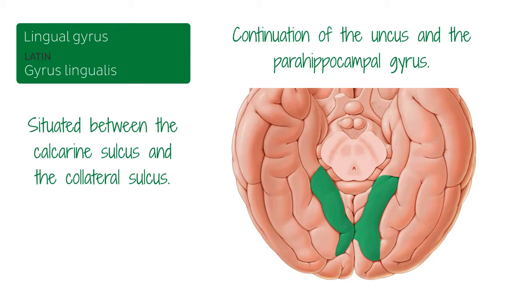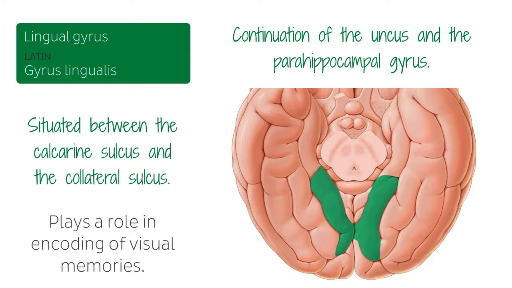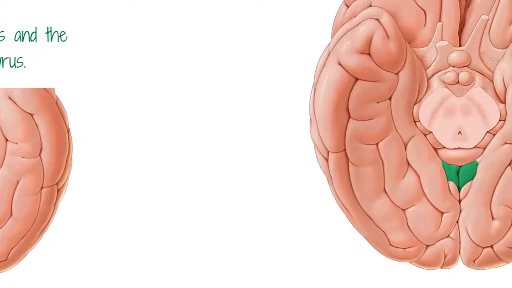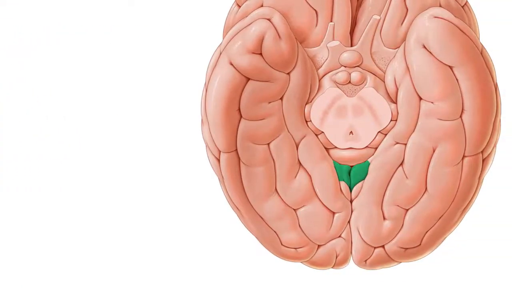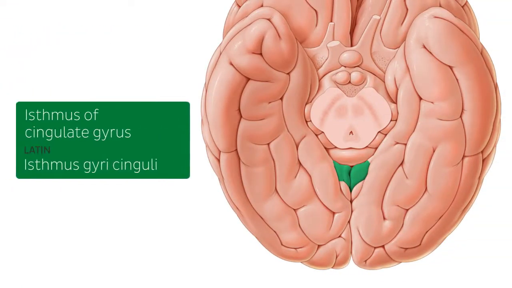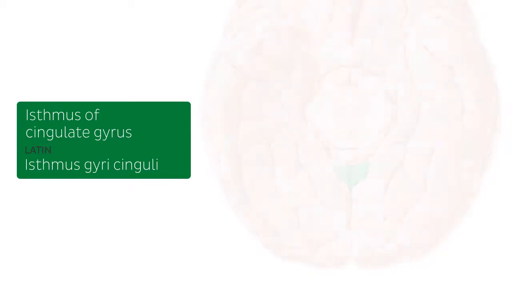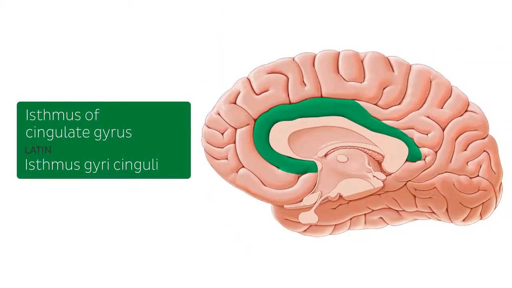Now, this gyrus is thought to play a role in encoding of visual memories. Now, closer to the midline, we see this structure here highlighted, which is known as the isthmus of the cingulate gyrus. Now, the isthmus of the cingulate gyrus, as you can see in this illustration, showing the now mid-sagittal section of the brain, where you see now highlighted then the cingulate gyrus.